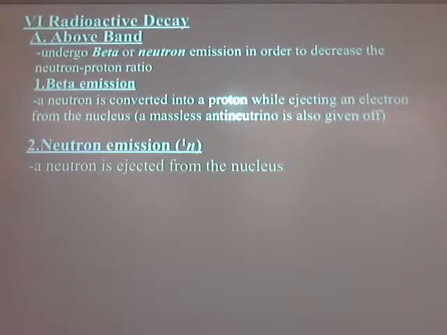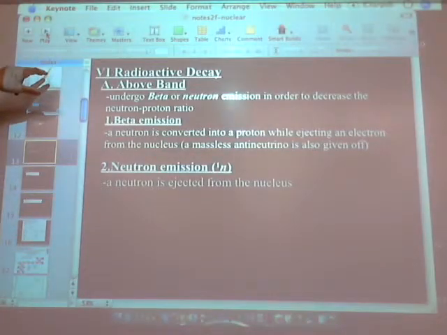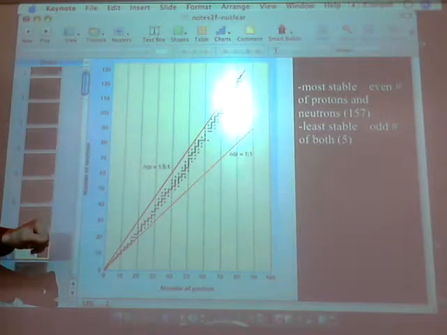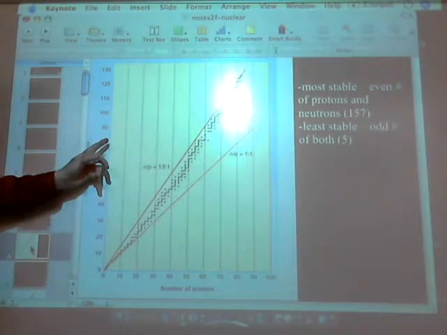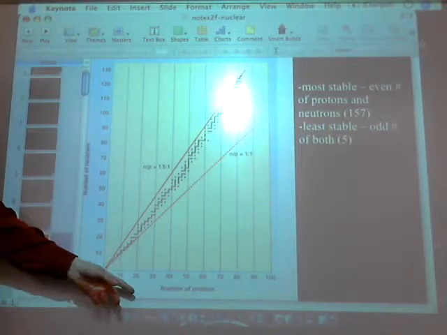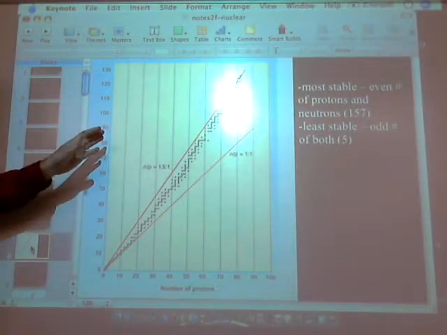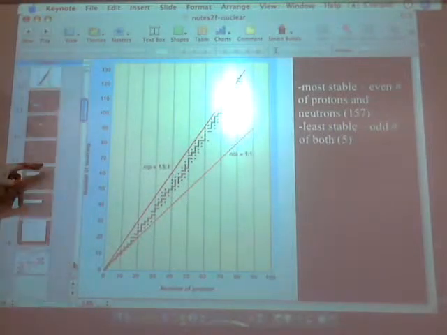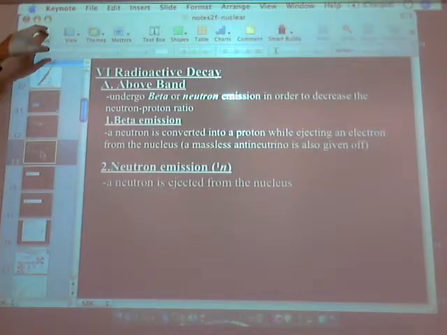Let me get that quickly. Actually, I want to get this one here. All right, so there's your band of stability. If you're up here, you've got 80-some neutrons and only 20 protons, you're not happy. You've got too many neutrons, not enough protons. So what do you do? Well, let's take a look at what you do.